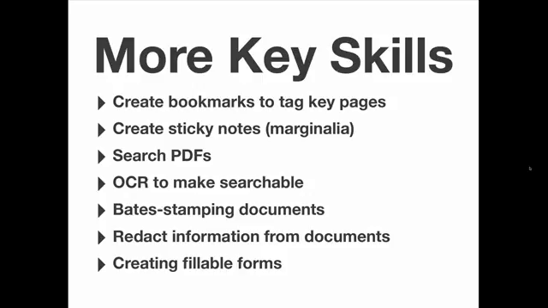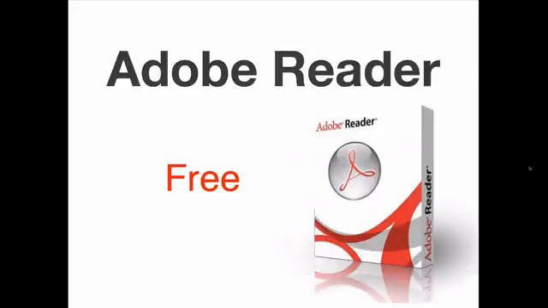So those are the basic skills, but there are other key skills which I would say are close to basic skills. They're ones that once you master the basic skills, you'll want to take advantage of, like the ability to create bookmarks, and I'll show you what those are and why those are important, and creating sticky notes, searching PDFs, making them text searchable, which is OCR. You want to be able to Bates stamp, redact, and then create forms that people can fill out. Those are really important skills as well. So there are two types of programs that you can use that let you manipulate PDFs.